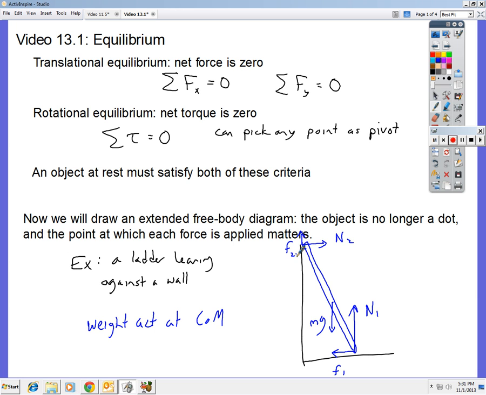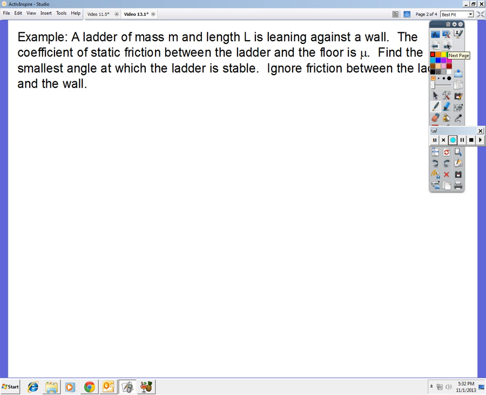And then if we want to define how far they are, we know that this distance is L over 2, and that distance is L. So that is an extended free body diagram. It's a little bit trickier than a free body diagram, but all in all, not too bad, at least not in the problems you're going to see. And so now we'll actually make that an example.